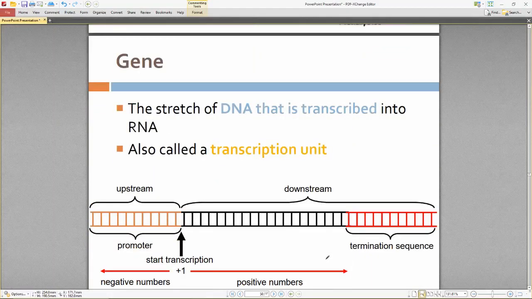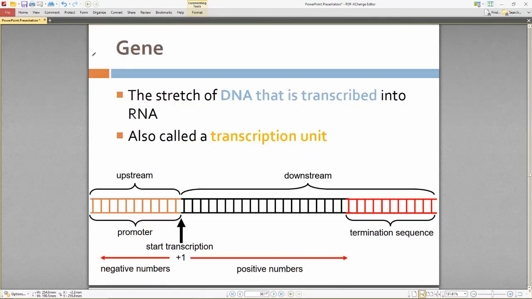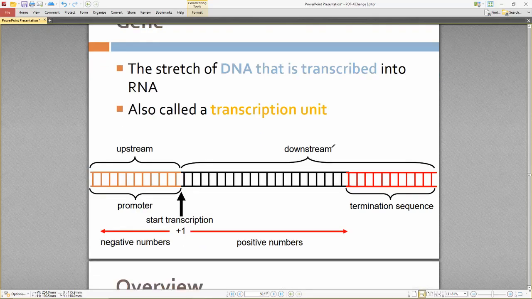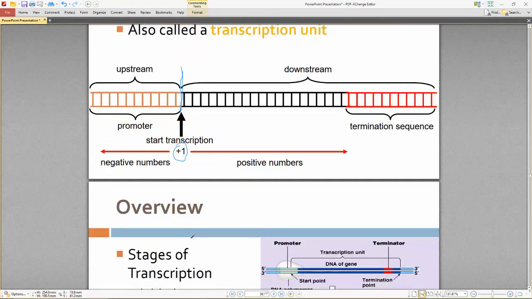Right? Cool. Let's go over some definitions. What is the gene or a gene? The gene is the stretch of DNA that is transcribed into RNA. It's also called a transcription unit. Notice that transcription begins here. When you refer to specific positions, the beginning of transcription is +1. I don't think there is a 0 position, but I may be wrong.